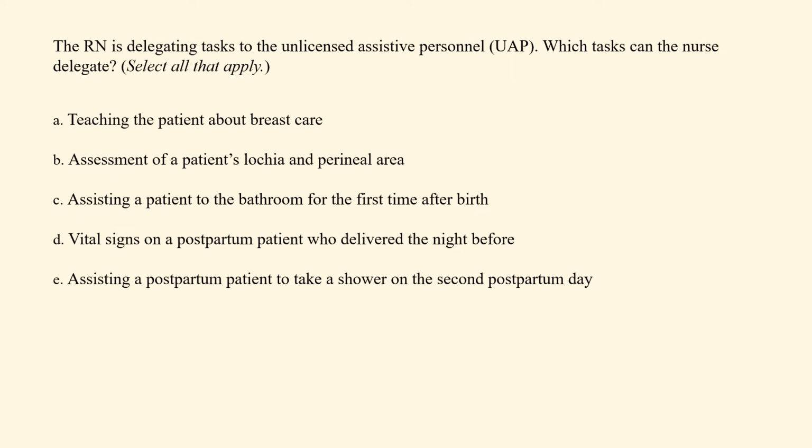The RN is delegating tasks to the unlicensed assistive personnel, UAP. Which tasks can the nurse delegate? Select all that apply. A. Teaching the patient about breast care. B. Assessment of a patient's lochia and perineal area. C. Assisting a patient to the bathroom for the first time after birth. D. Vital signs on a postpartum patient who delivered the night before. E. Assisting a postpartum patient to take a shower on the second postpartum day.